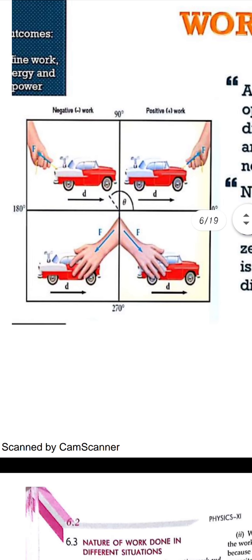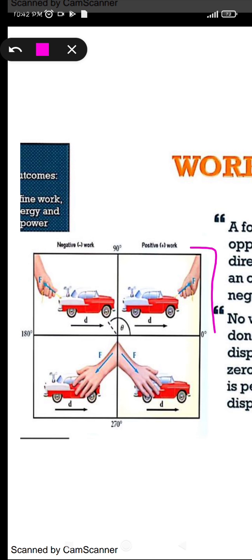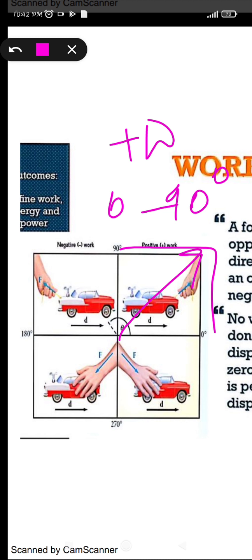See here that the quadrants are also given. Positive work is in the first quadrant, that is 0 to 90 degree. Whenever the force is applied at an angle within the first quadrant, positive work is done. If theta varies from 0 to 90 degree, cos 0 is 1, and when it comes to 90 degree, cos 90 is 0, so the work done is 0. From 0 to 90 degree the value of cos theta is positive, so work done also has a positive magnitude.